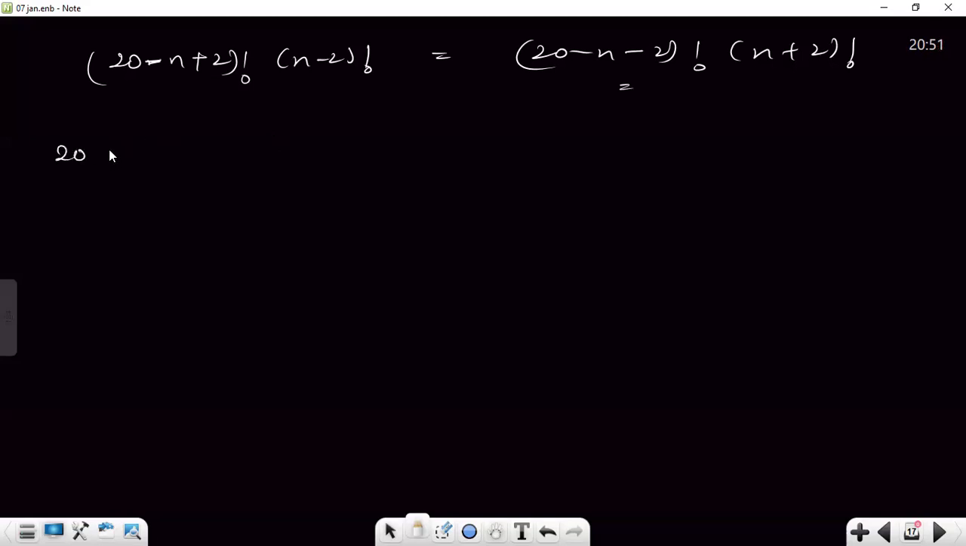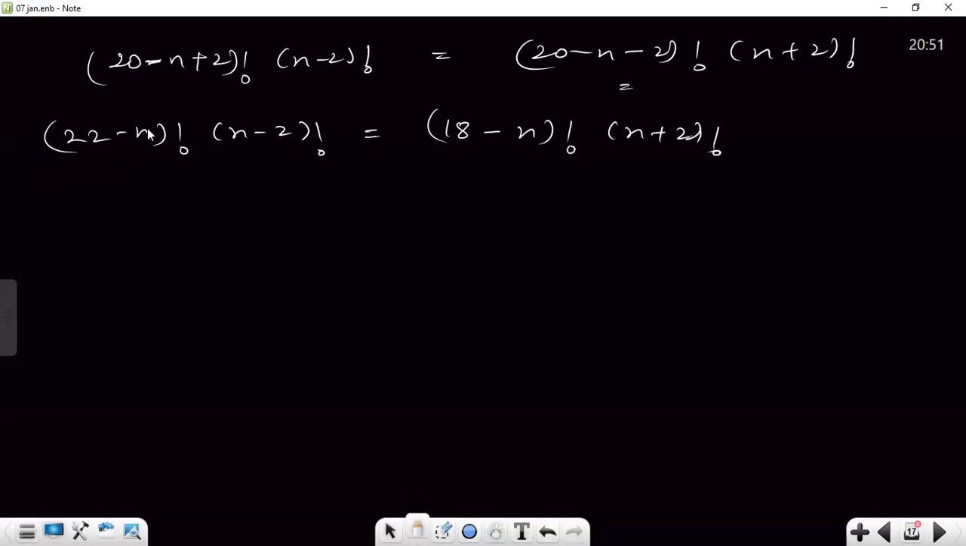Let's first solve them. That will be easy for us to understand. 20 plus 2 becomes 22 minus n factorial into (n-2) factorial is equal to 20 minus 2, basically 18 minus n factorial into (n+2) factorial.